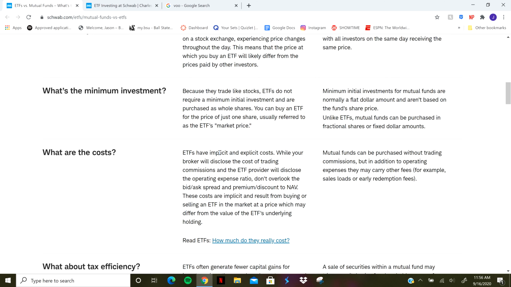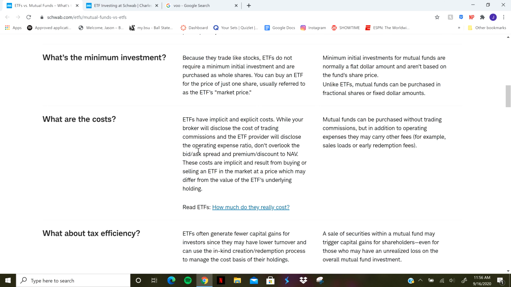So what are the costs? ETFs have implicit and explicit costs. While your broker will disclose the cost of trading, which is usually going to be $0, and the ETF provider will disclose the operating expense ratio, don't overlook the bid and ask price spread and premium discount. Okay, so that gets all pretty deep. These costs are explicit and result from the buying and selling of an ETF in the market at a price which may differ from the value of the ETF's underlying holdings.